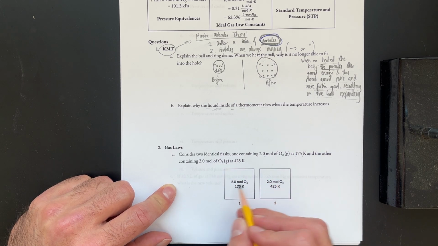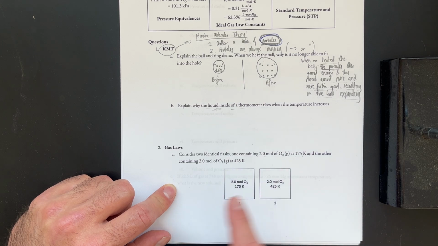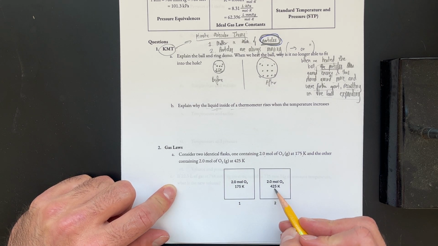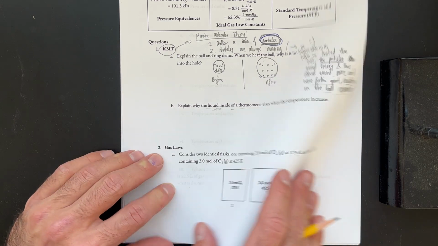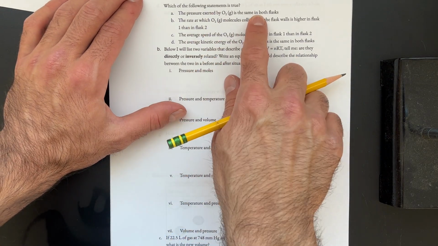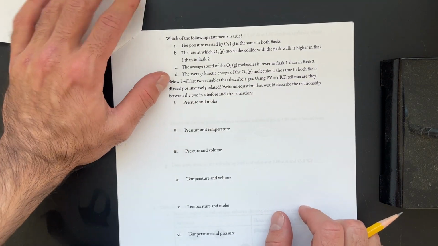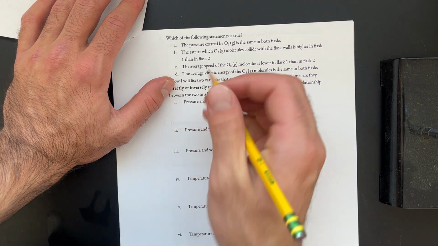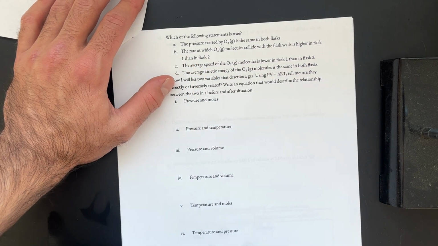So what we see is that the moles is the same, okay? So we have the same number of particles in box 1 and box 2, but what changes is this one is at a much higher temperature, right? And so if the question then says, which of the following statements is true? Well, the first one says that the pressure is the same.